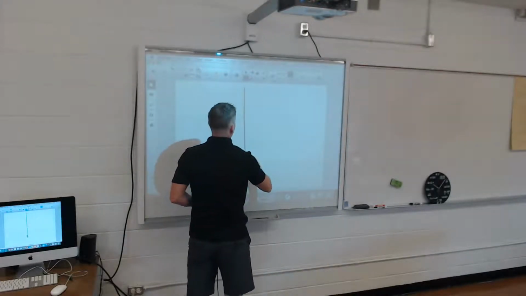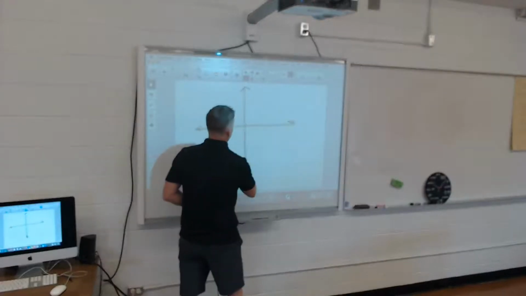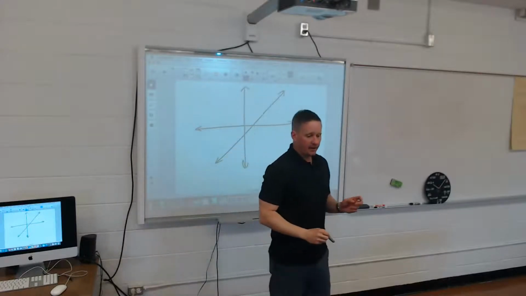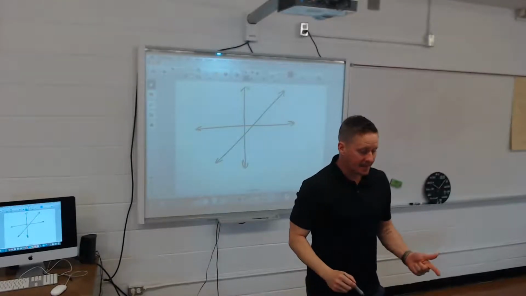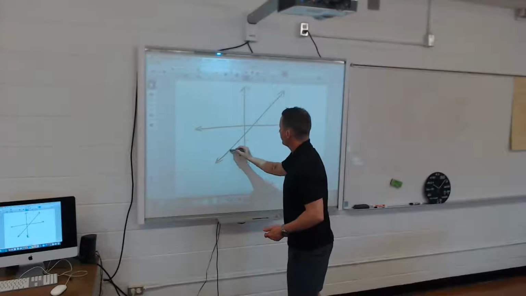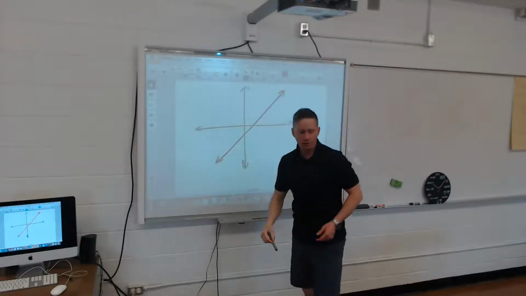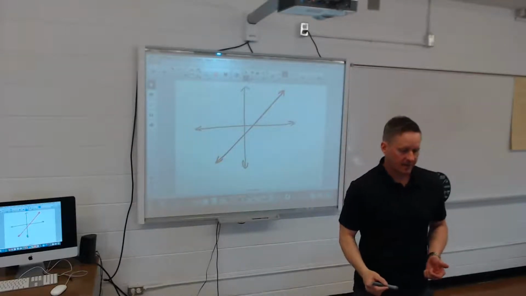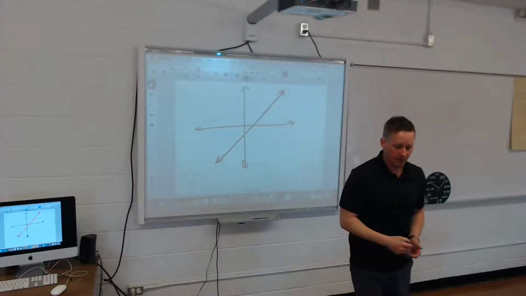And the final one that we could have is if the equations have the same slope and the same y-intercept. That means that we have two lines that are identical. And if you have two lines that are identical, that means you have an infinite number of possibilities.